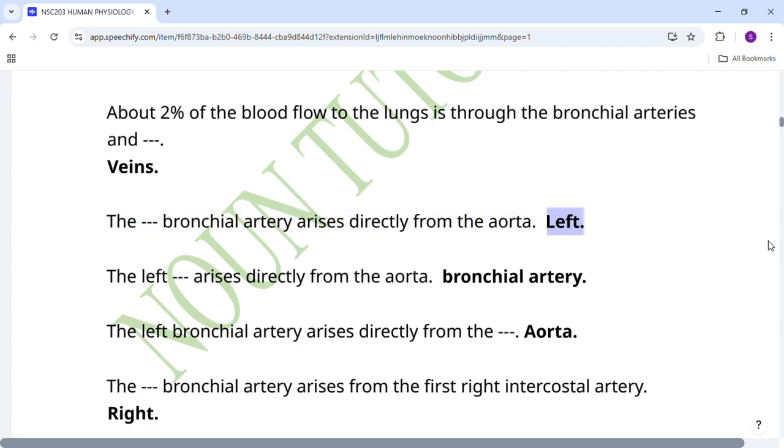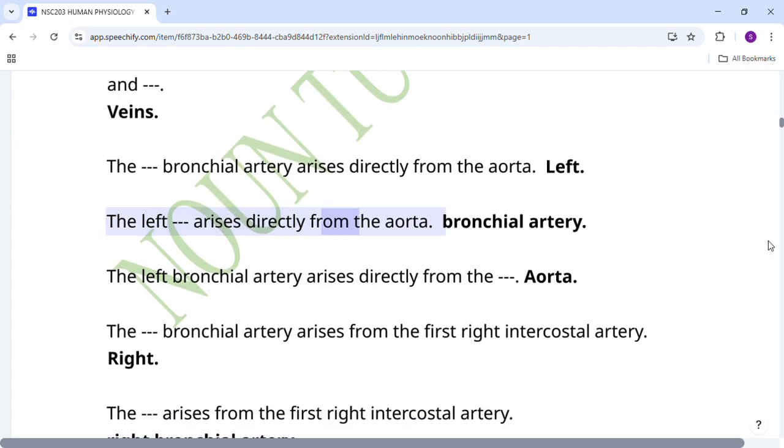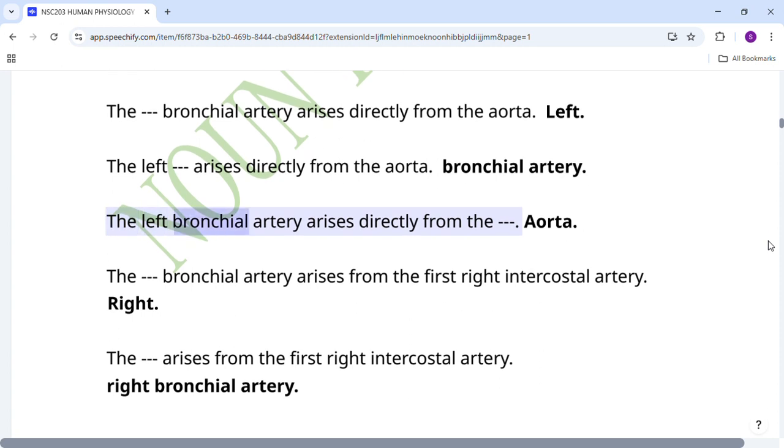The left bronchial artery arises directly from the aorta.